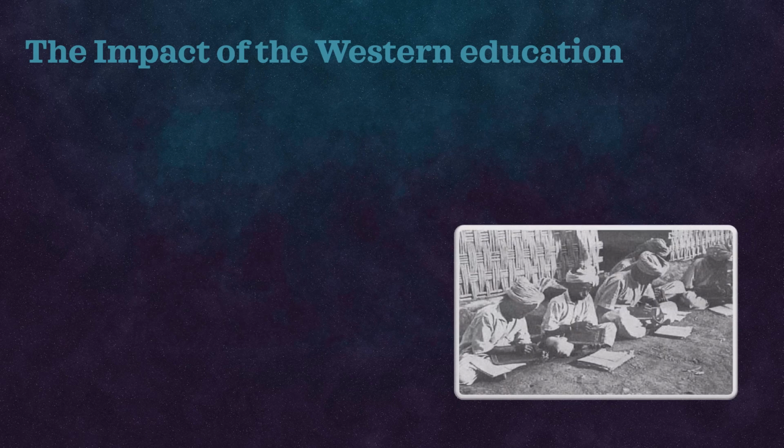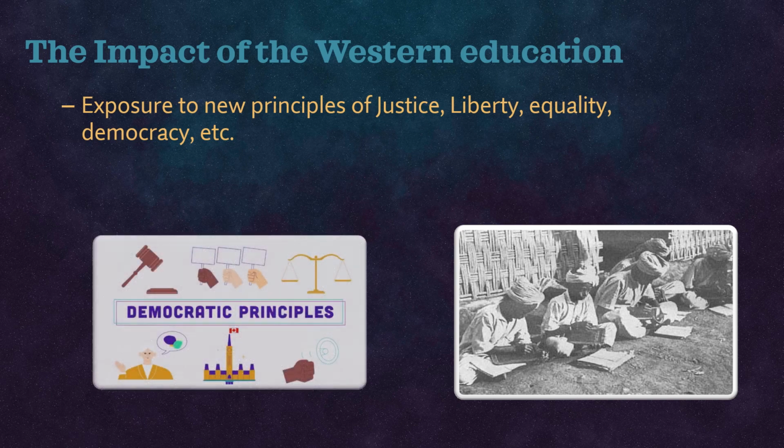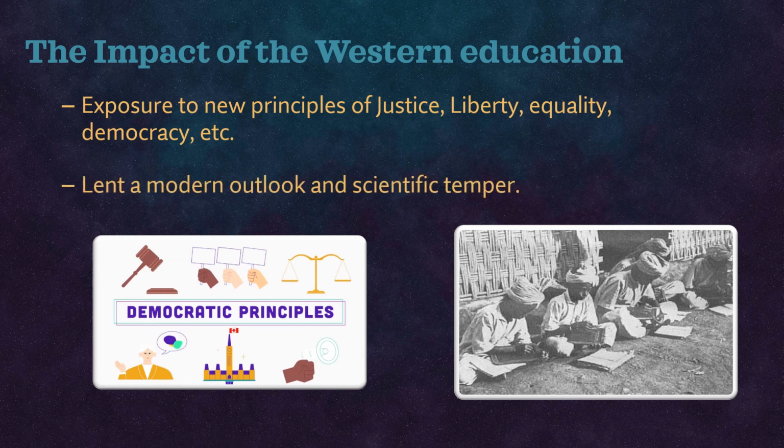Children, do you know what impact Western education must have had on Indians? Yes, Western education exposed Indians to new ideas and principles such as justice, liberty, equality, democracy, etc. They also learned about the freedom struggle carried in other nations such as the French Revolution, American War of Independence, and also about the Italian and Irish nationalists. The Western education lent a modern outlook along with scientific attitude to the national sentiments of the Indians.